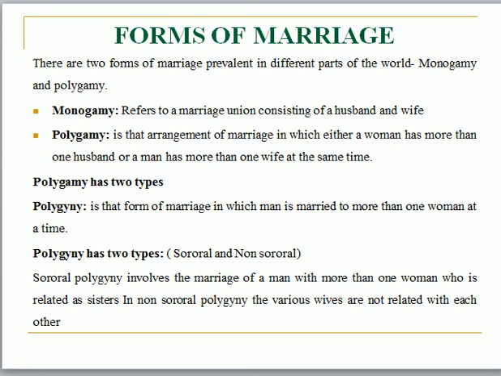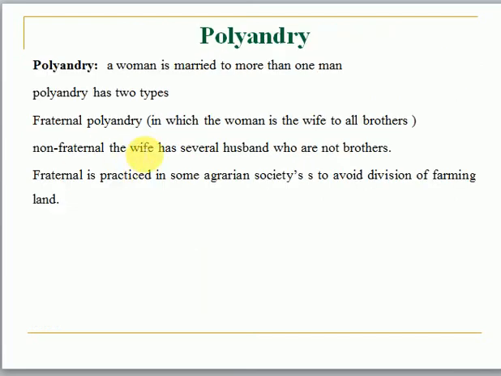So now, what is polyandry? Polyandry is a form of marriage in which a woman is married to more than one man at the same time. That is called polyandry. Polygyny is the marriage in which a man is married to more than one woman at the same time.